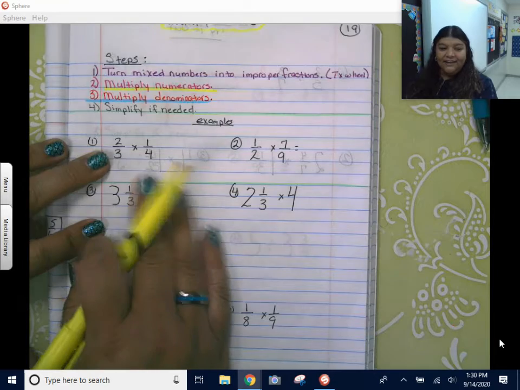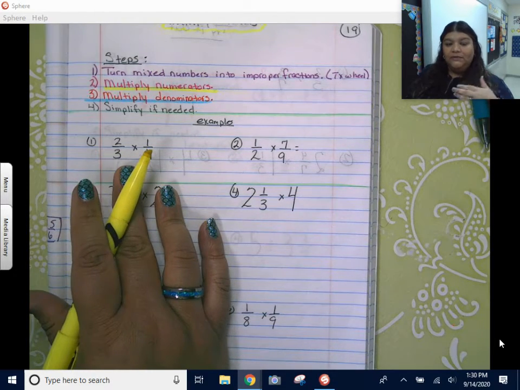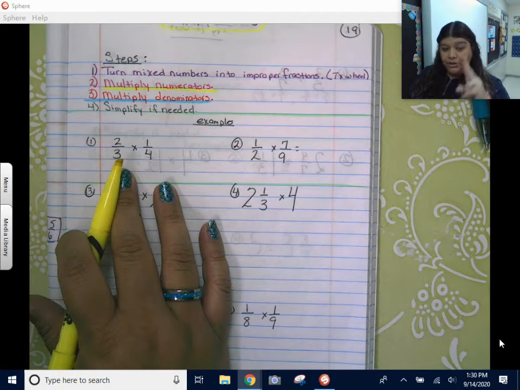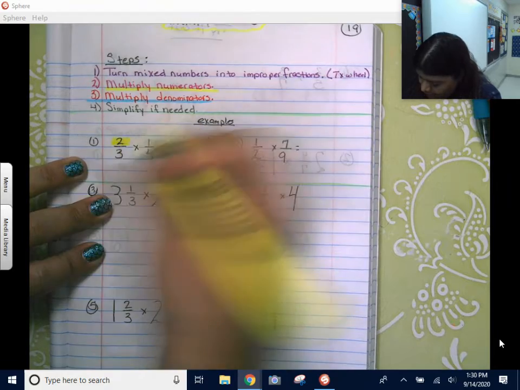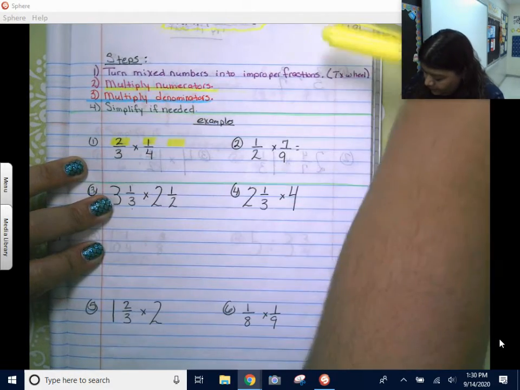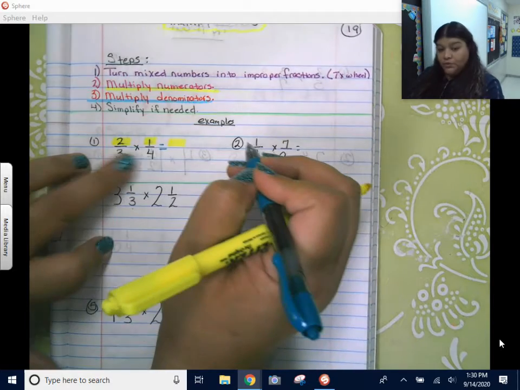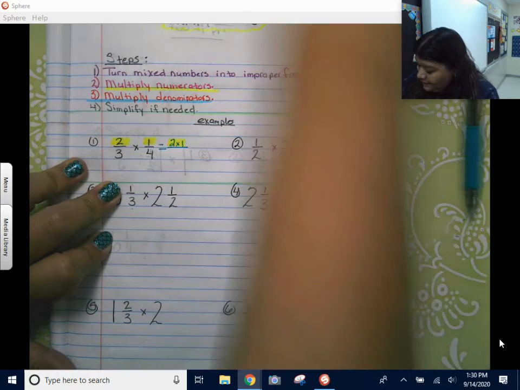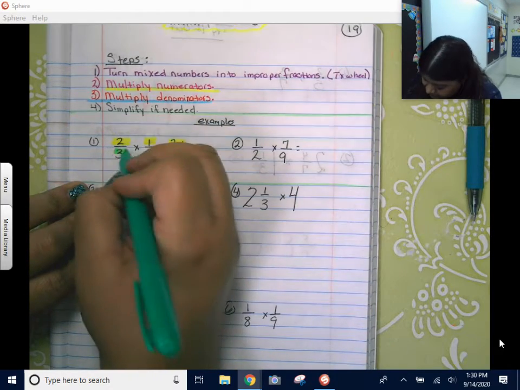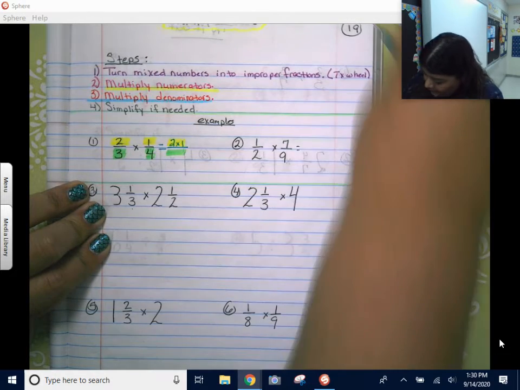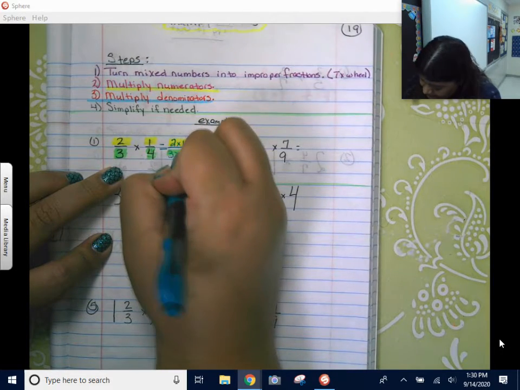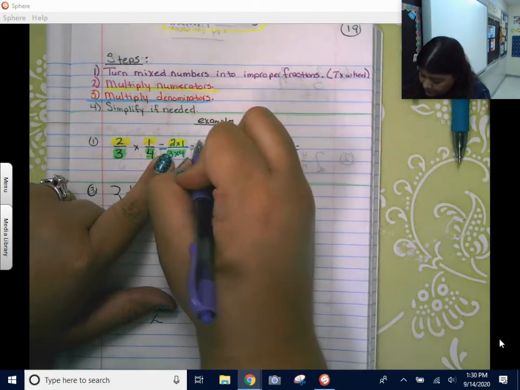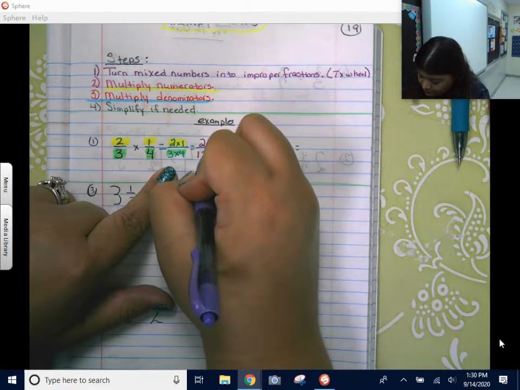All right, so right here, instead of looking at the denominators, I'm looking for a mixed number. And in this case, I don't see a mixed number. So we can go ahead and do step number 2. We're going to multiply numerator times numerator. So 2 times 1 is what we're doing. And then denominator times denominator. And this one is 3 times 4. Okay? So now you multiply. 2 times 1 is 2. 3 times 4 is 12.